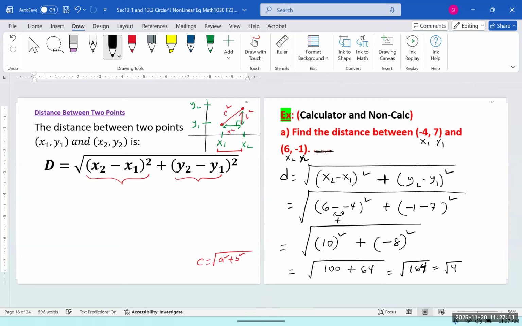164 is divisible by 4. So 4 goes into 164 how many times? 4 goes into 16 how many times? 4 goes into 16 four times. And 4 goes into 4 once. Because the square root of the quantity, so it's 2 square root of 41.